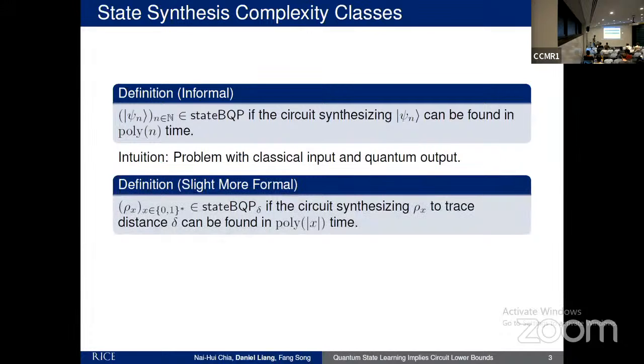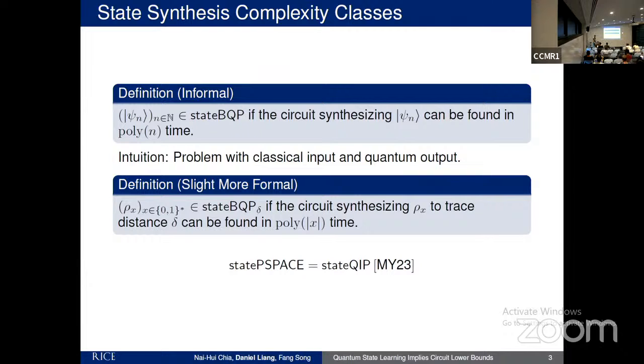So yeah, there's a slightly more formal definition. You add mixed states. You have this bit string now instead of just a natural number. You only approximately create the state, so you have some robustness. But those are just details that you shouldn't worry too much about. And I just want to add that these state complexity classes do actually behave somewhat similar to the normal complexity classes that you might be familiar with.